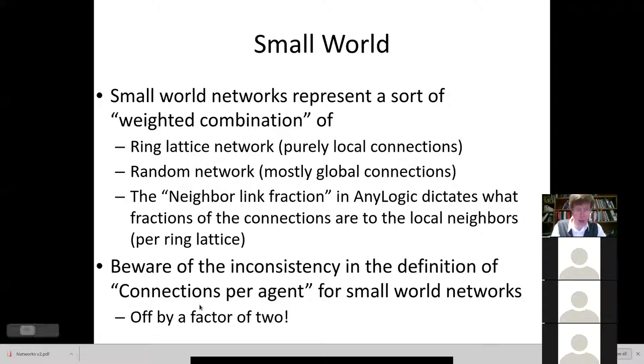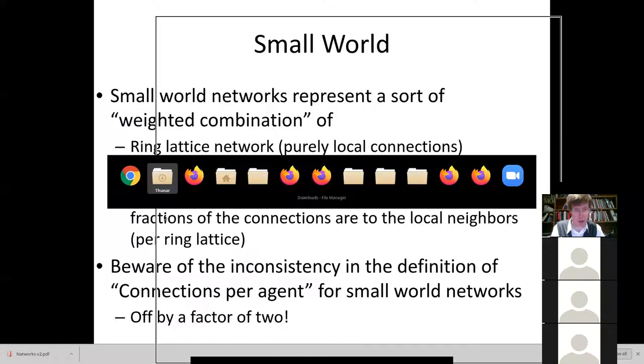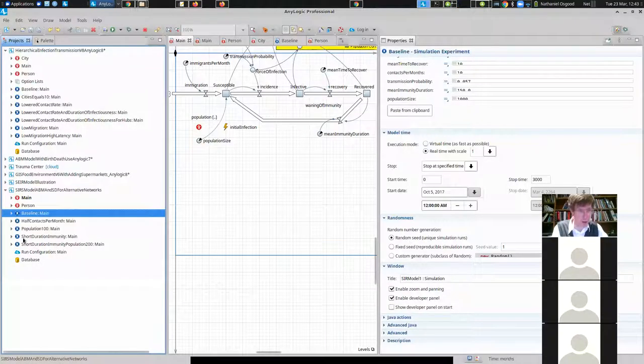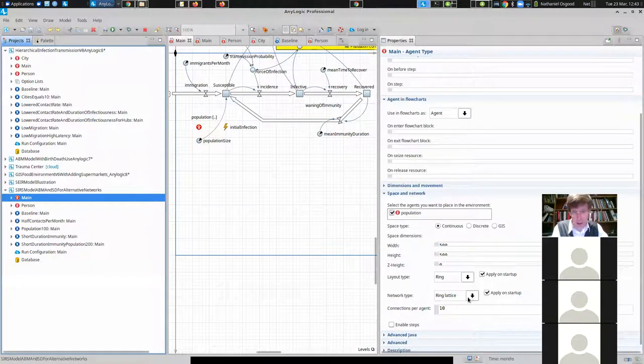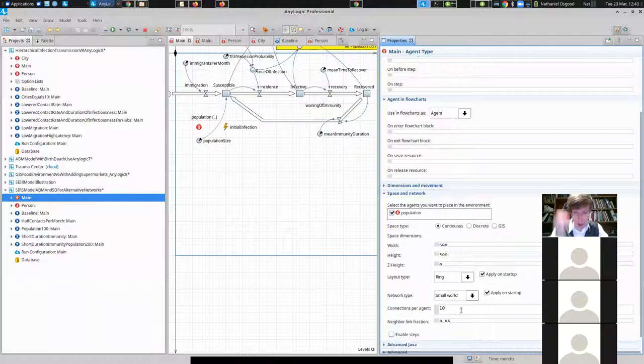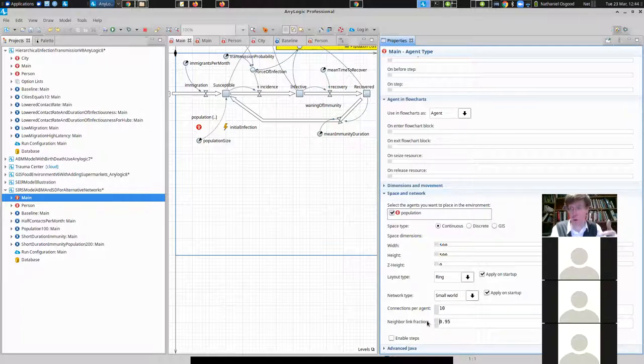Now, in AnyLogic, you've got to watch out because for small world networks, there's a different characterization of the number of people to whom they're connected. So if we go into main, this is where we're going to set the characteristics of the network. We're going to have connections per agent. My note there suggests that it's up by a factor of two, but we're going to test this. I think it may actually have been fixed in AnyLogic. Connections per agent, we're going to say 10. And neighborhood length fraction, in other words, what fraction of those are local, just to their neighbors, I'm going to say 95%, okay? Maybe we'll say 90%. So 9 out of the 10 on average, 90% of them are locally connected.